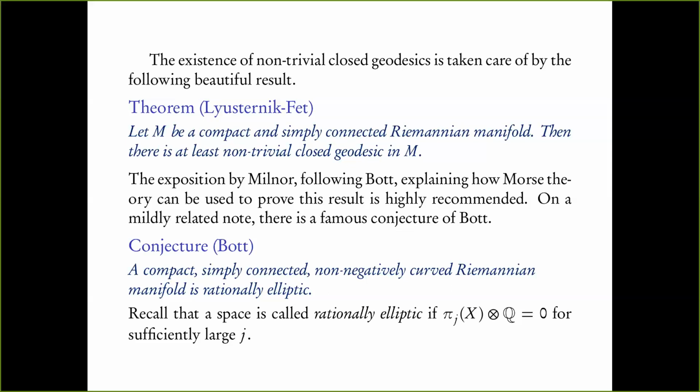That means think of pi j as an abelian group. As an abelian group, it has some free parts, meaning Z cross Z cross Z, and it has some torsion parts, right? So when you tensor this with Q, which part goes to 0?